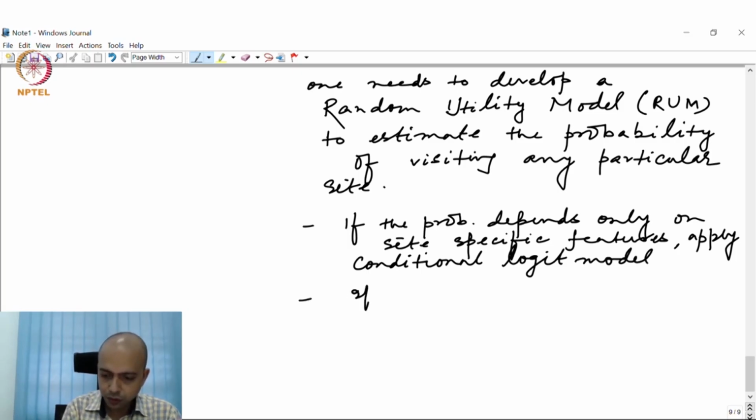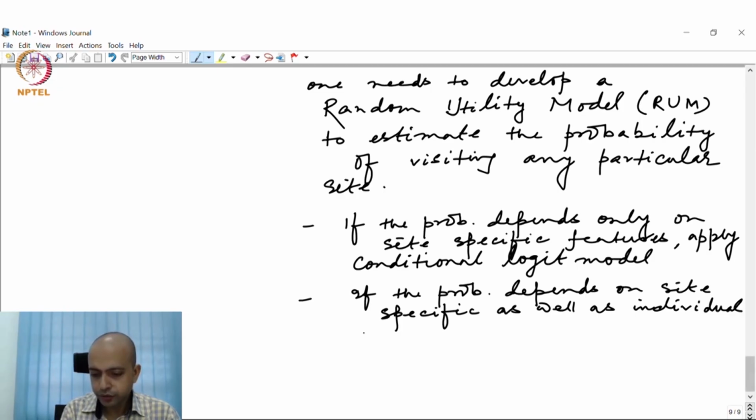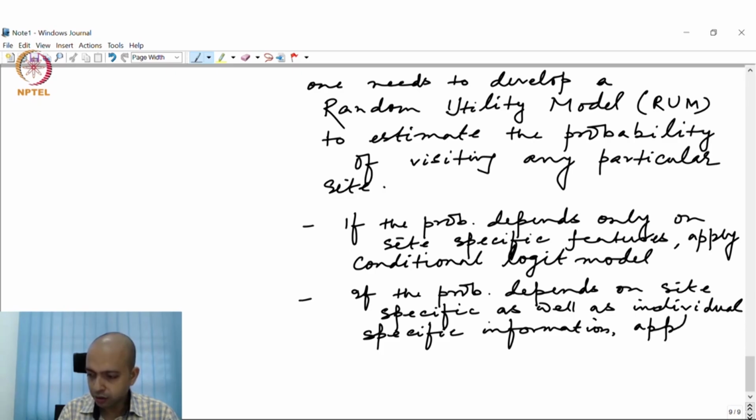If probability depends on site-specific as well as individual-specific information, apply mixed or nested logit.